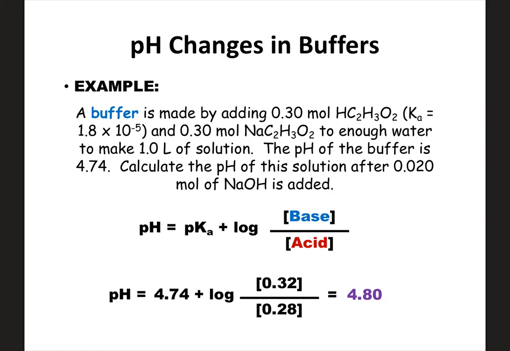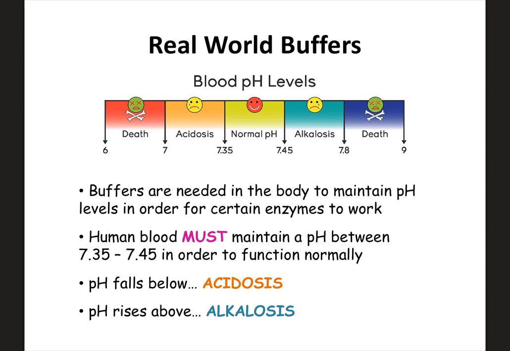So this is another version of the buffer problem where you need to think about what an amount of acid or base added to a buffer will do to the amounts here of the weak and its conjugate. So definitely know how to do a problem like this. I just want to mention real quick here that buffers are actually very important here in our everyday lives. We need buffers in our body to maintain pH levels in order for certain enzymes here to work correctly.